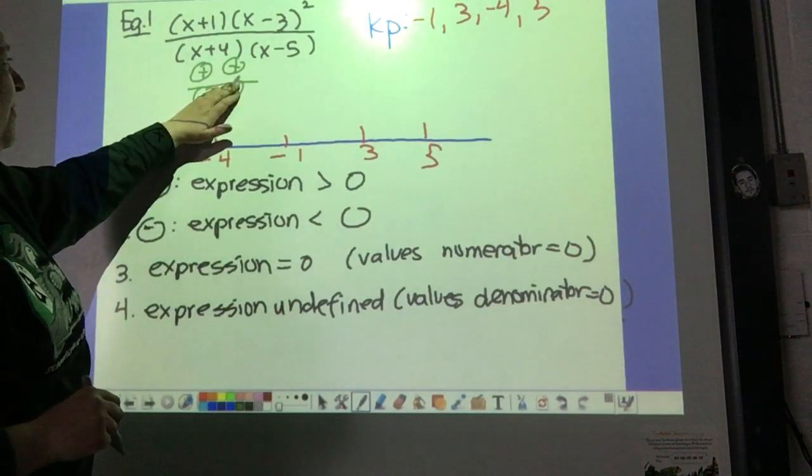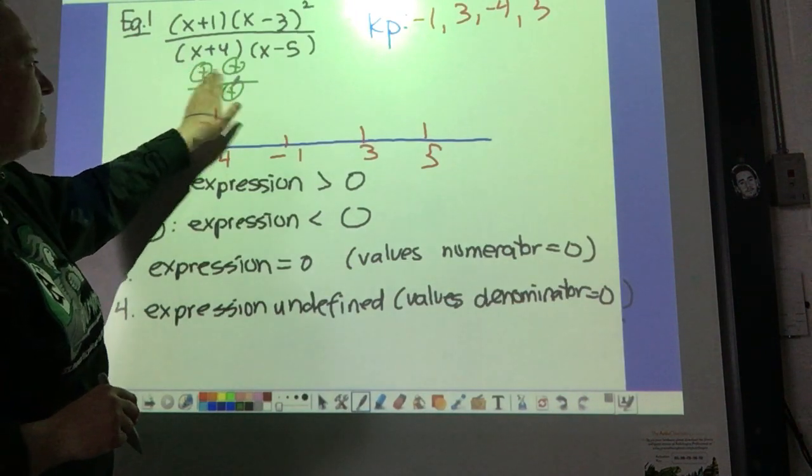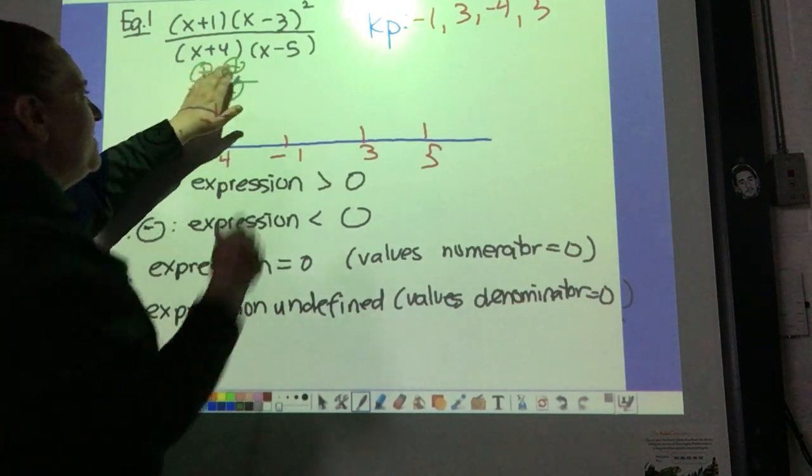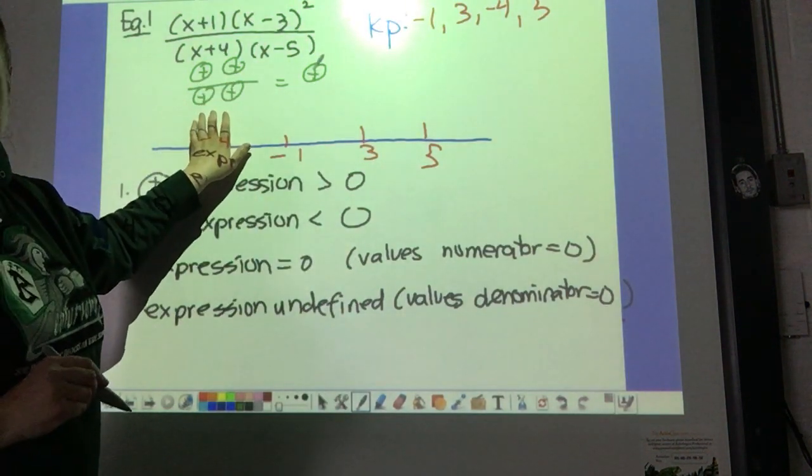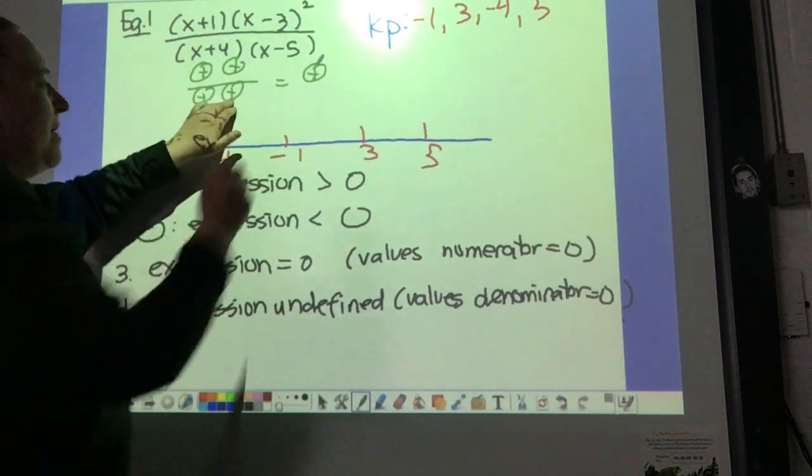Okay, now if we run it through, our numerator, we have a positive number times a positive number. A positive times a positive is positive. In the denominator, we have 2 positive numbers as well. A positive times a positive is positive.